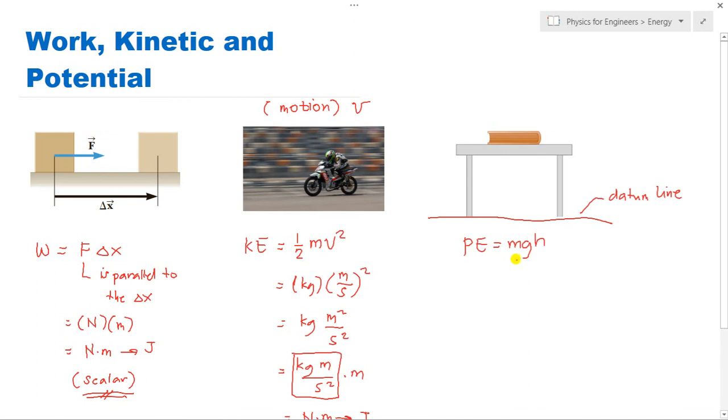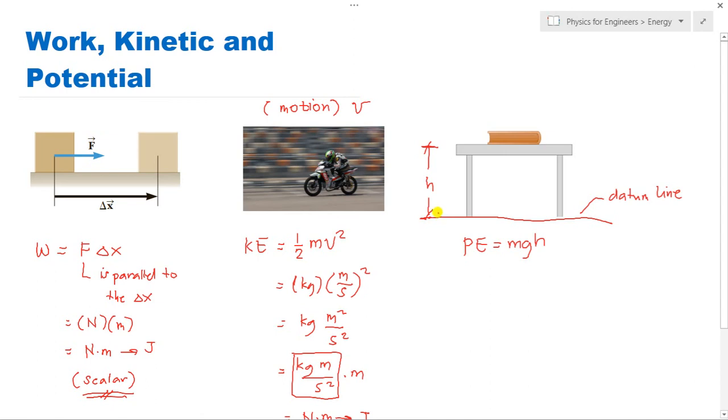Next, potential energy is dependent on the height, h. Here h is the elevation, and it should be measured from the datum line towards the object. Since our datum line is this one, our h here will be this. The higher you are with respect to the datum line, the more potential energy you possess.